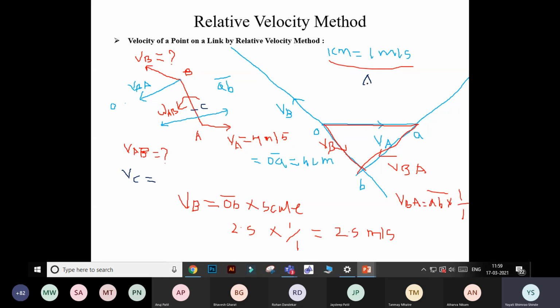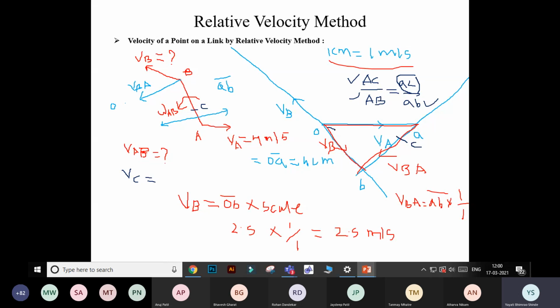Suppose in the space diagram you take capital AC upon capital AB is equal to small ac upon small ab. We know capital AC, we know capital AB, we know small ab. You will get the small ac, and you have to locate the C point in the vector diagram. It is nearer to this A, you have to locate the C point.